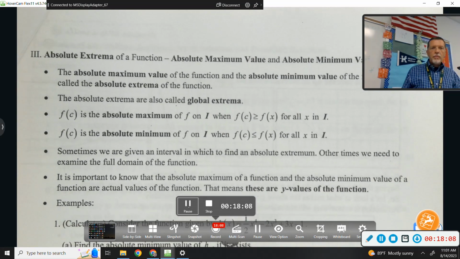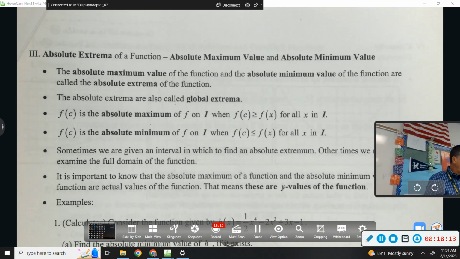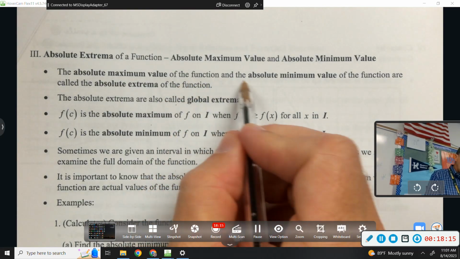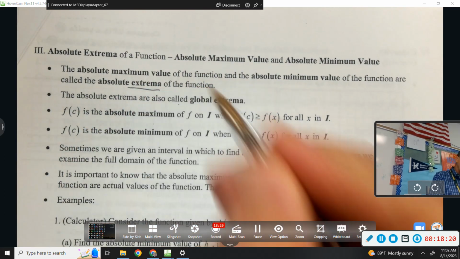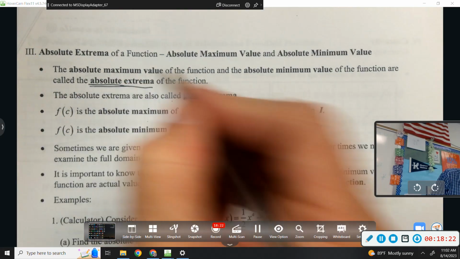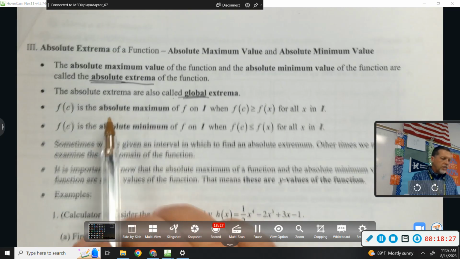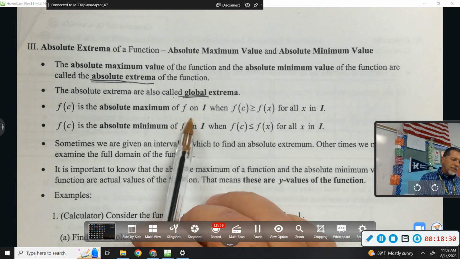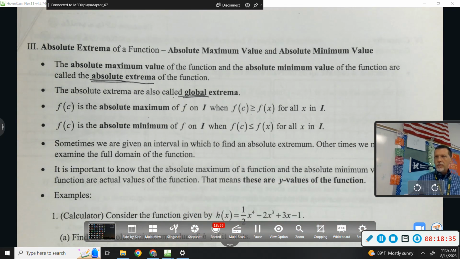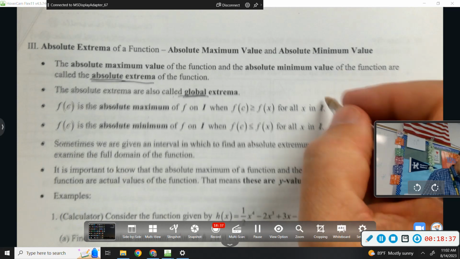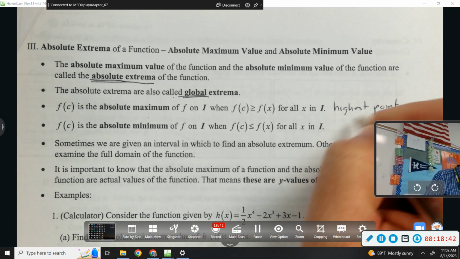Absolute extrema. Well, this is maybe what you think it means. The absolute maximum value of a function and the absolute minimum value of the function are also called the absolute extrema, or global extrema. And here's the technical definition. F of c is the absolute max when f of c is greater than or equal to all the others, when it's the highest point. Right? So that's the less technical definition. The highest point and the lowest point.